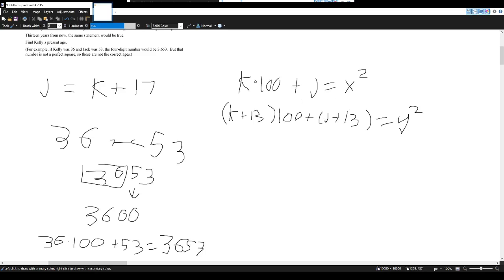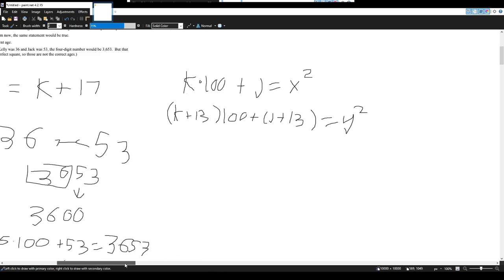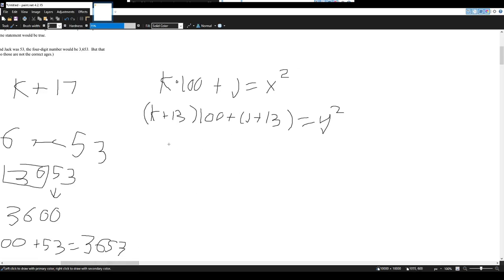But we already have J in terms of K, right? Because we want to get rid of a variable here. There's 4 variables in these two equations, so it's not really going to work out well. So we want to get rid of one of them, and we see that we have J equals K plus 17. So we can do a pretty simple substitution to get K times 100 plus, and instead of writing J, we're going to write what J equals, which we already know is K plus 17, right? And that equals X squared.